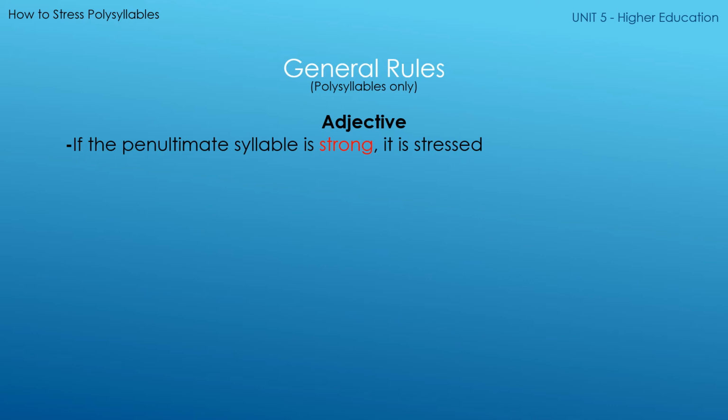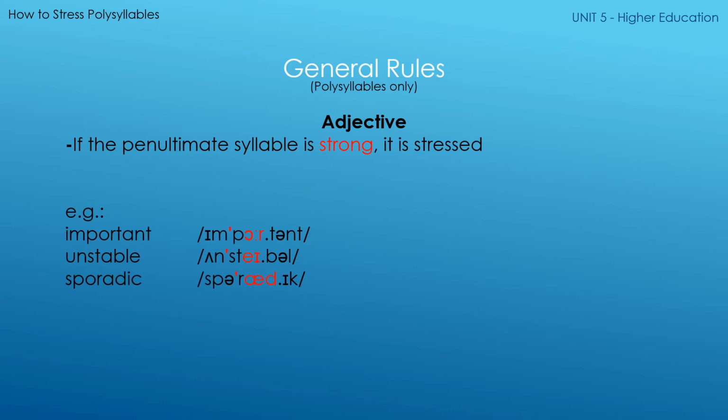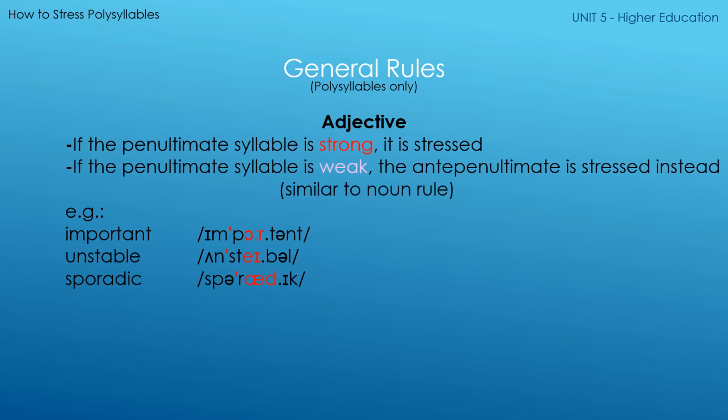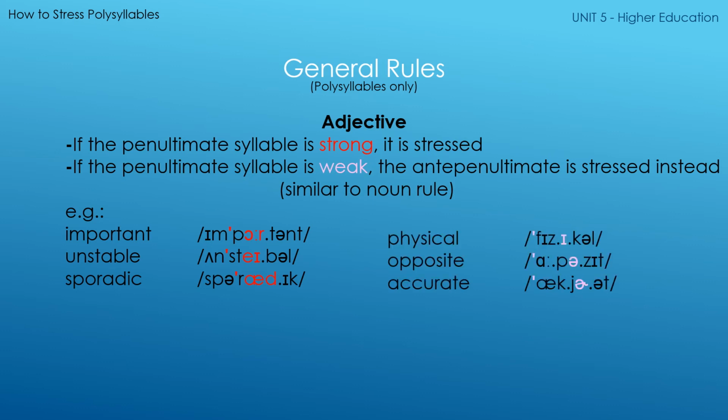So if the penultimate syllable is strong, it is stressed. For instance, important, unstable, sporadic. And when the penultimate syllable is weak, the antepenultimate is stressed instead. And we all can see that this rule is pretty similar to the one for nouns. So for example, physical, opposite, accurate.